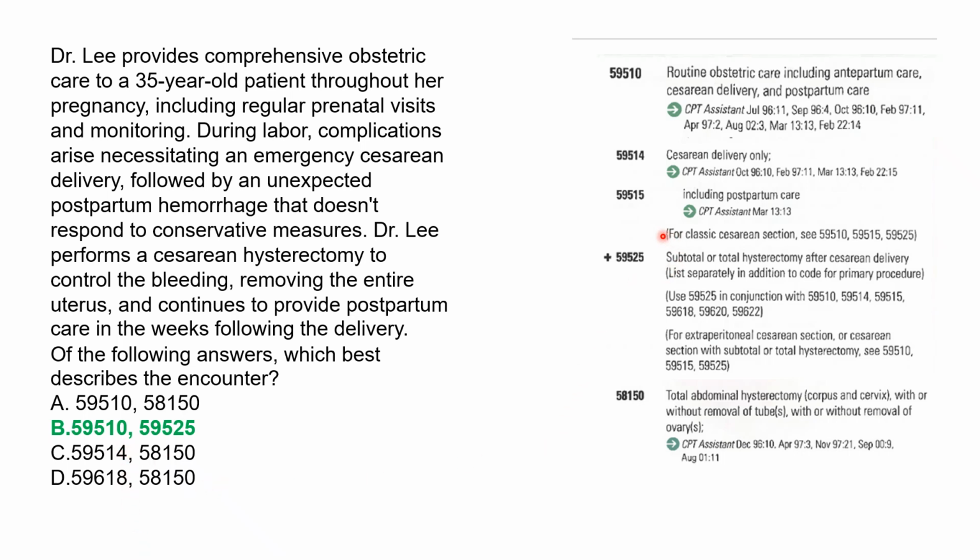And 59525 is the subtotal or total hysterectomy after the cesarean delivery, and there is a note: list separately in addition to the code for the primary procedure. And here also use 59525 in conjunction with, and this is the add-on code, so we will write this code first, followed by this code. This is the abdominal hysterectomy that did not happen here. So we will go with the answer B.